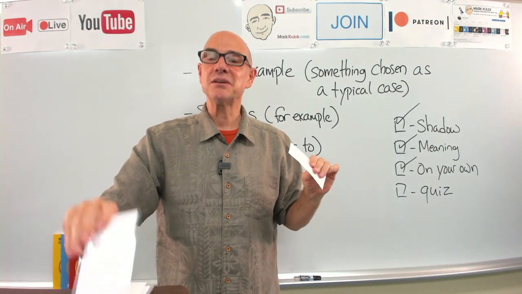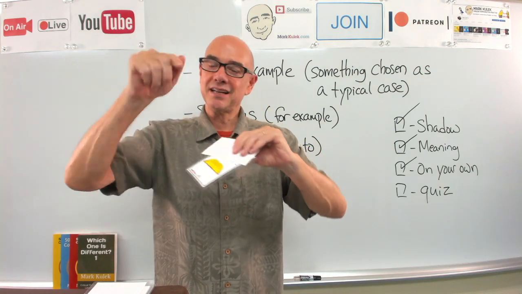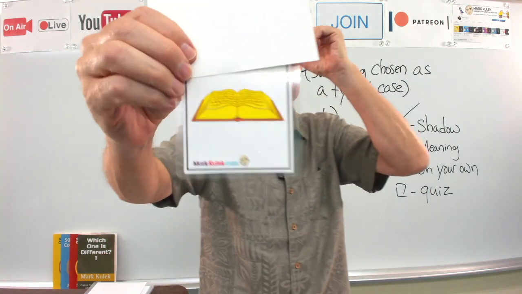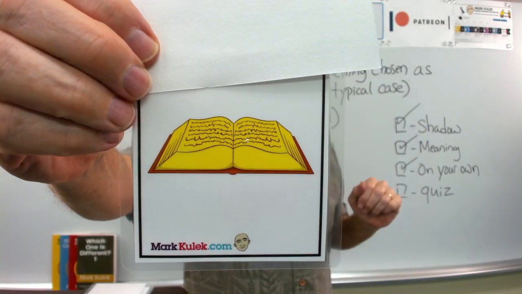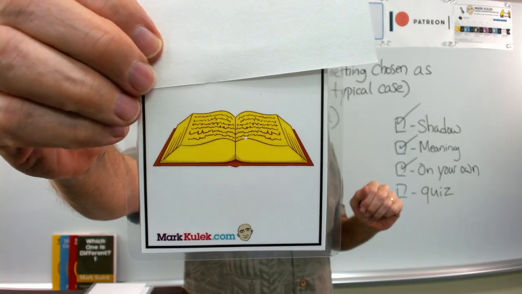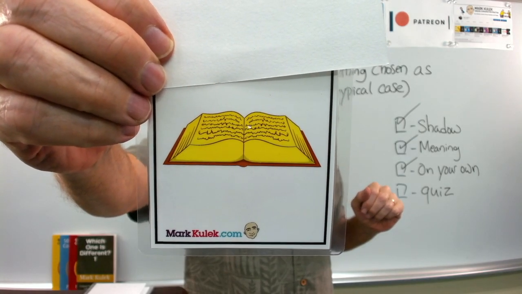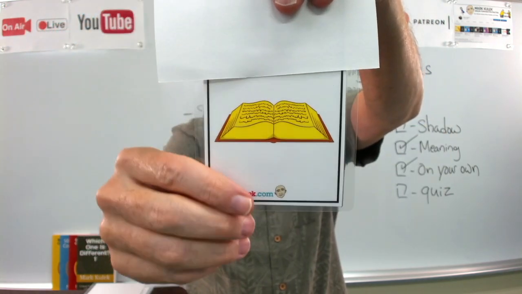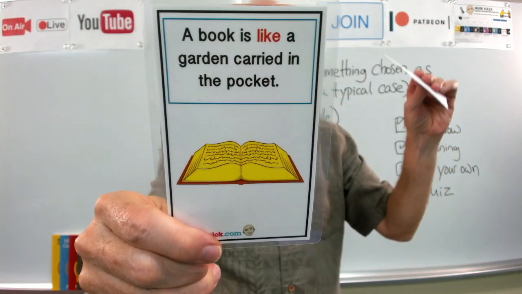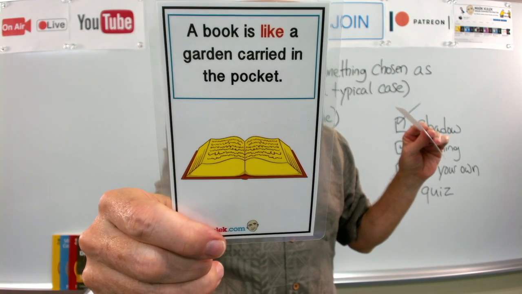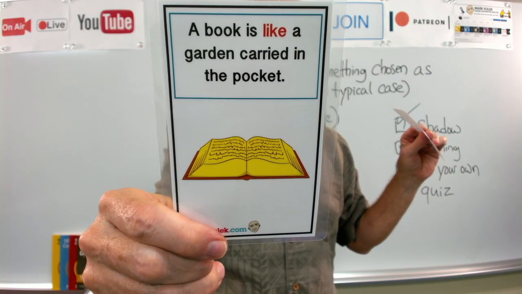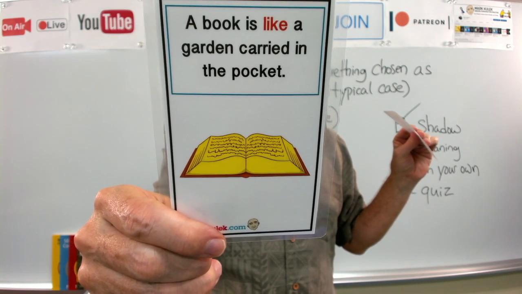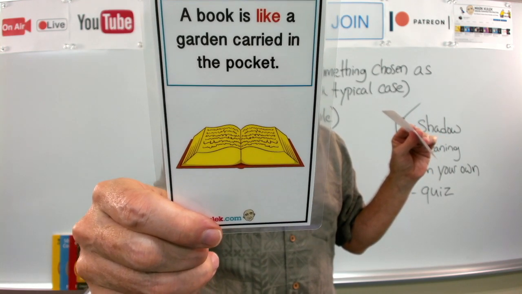Okay, here we go. Card number 2. What is the sentence? Say the sentence. Okay. You got it? Okay, let's have a look at the sentence. A book is like a garden carried in the pocket. I like this sentence.